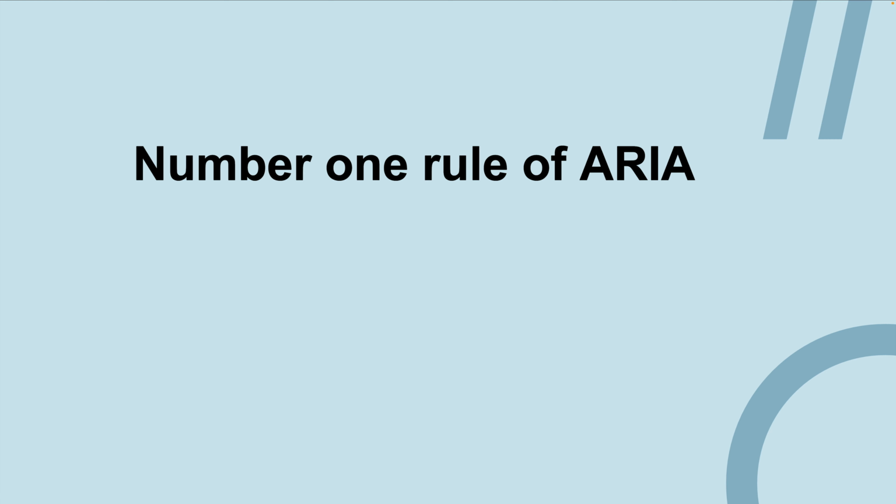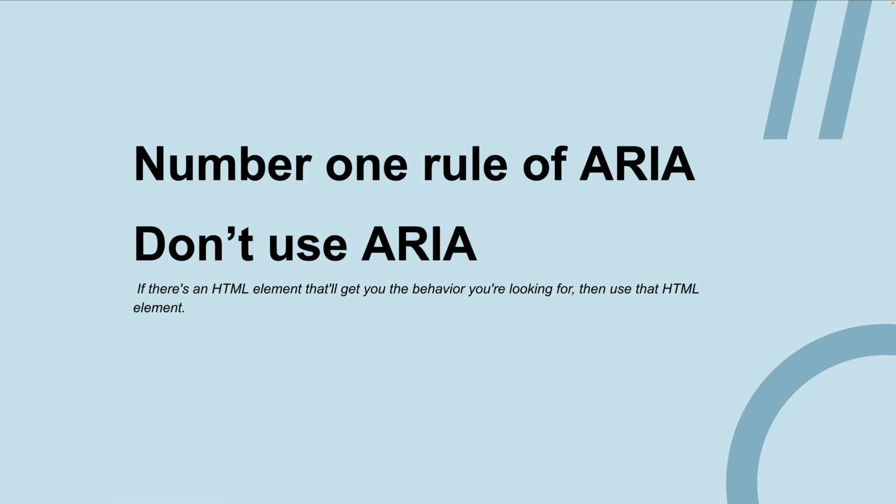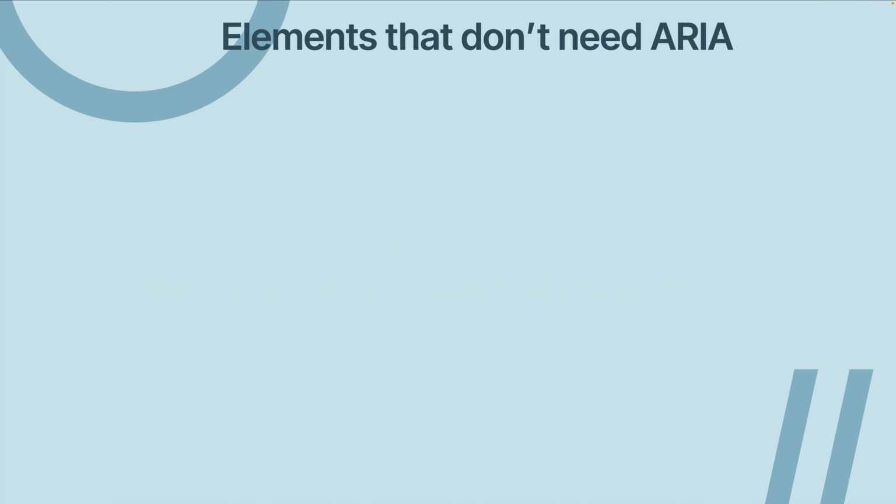Well, the number one rule for ARIA, can you guess what it is? The number one rule is: don't use ARIA, right? If there's an HTML element that will get you the behavior you're looking for, then don't use ARIA. So what does that mean? It means that there are HTML elements that don't need ARIA, that come with accessibility features by default.